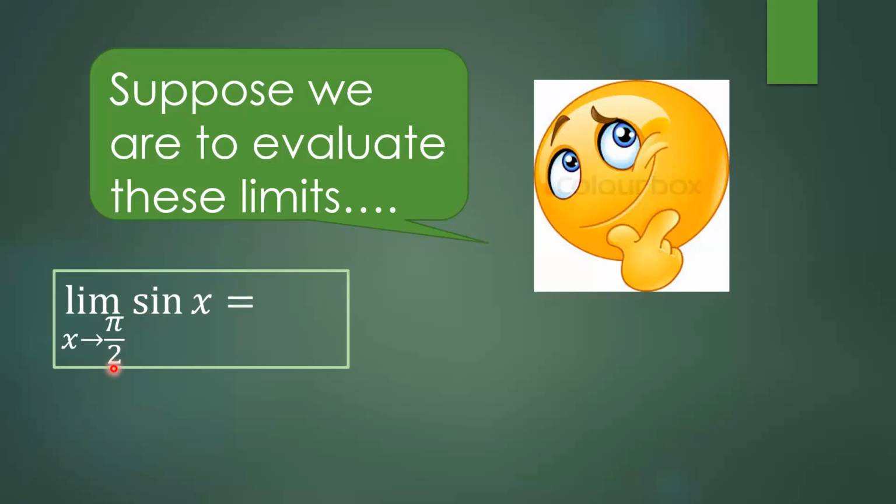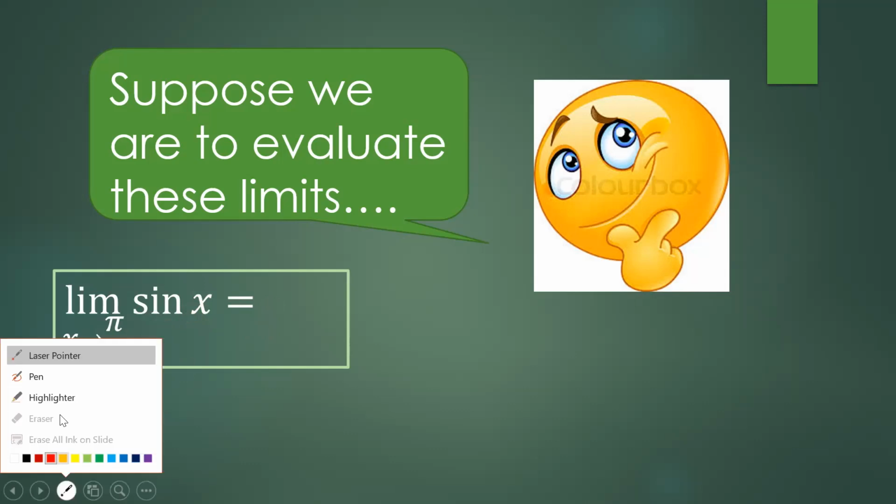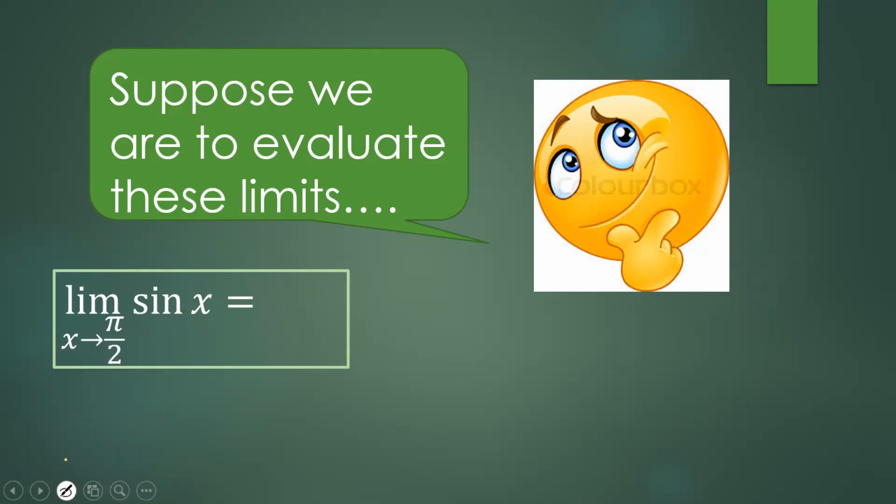Just like any other ordinary limits that we have done, we just have to substitute this to our variable x. So we have sine of pi over 2. Therefore, our answer will be equal to, let's get our pen. This will be equal to 1.